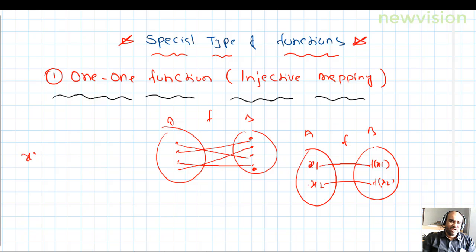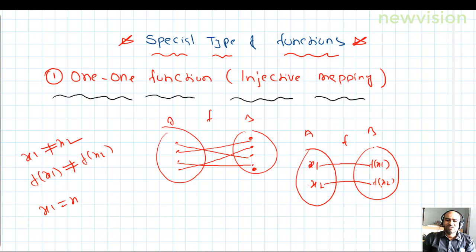I will write that. X1 not equal to X2, it becomes a one-one function. What should happen? F of X1 should not be equal to f of X2. Means the elements are different, their images should be different. One thing: if X1 equal to X2, if these two coincide, these two should coincide. Otherwise, it will not become a function. For example, these two coincide, these two do not coincide. That is not a function.